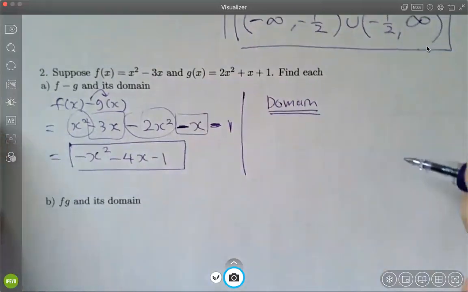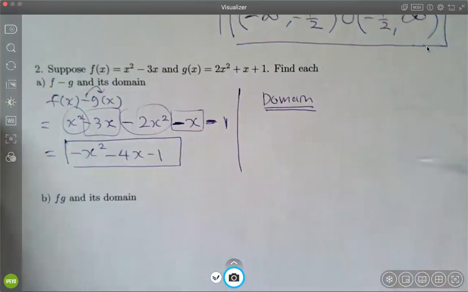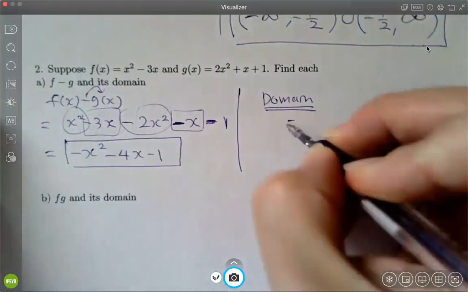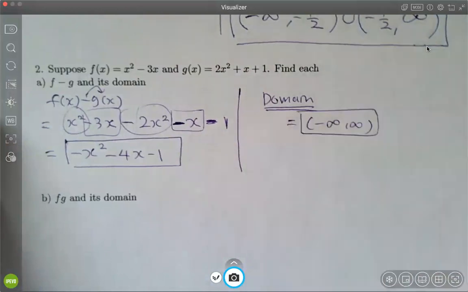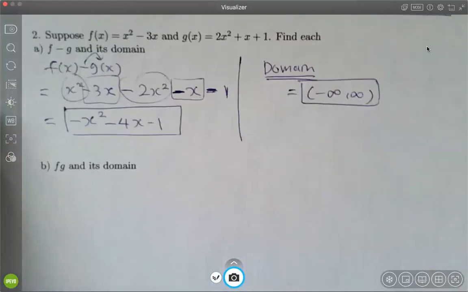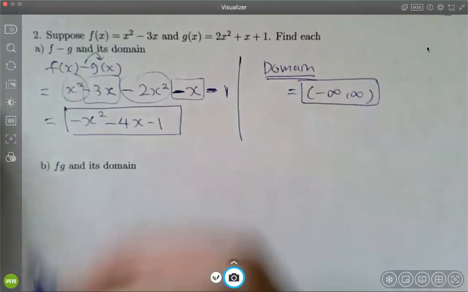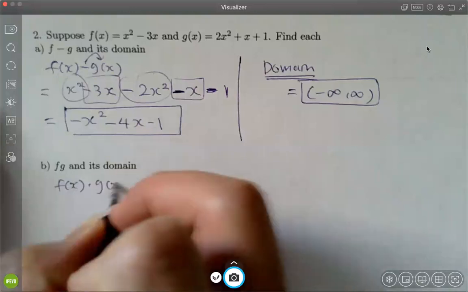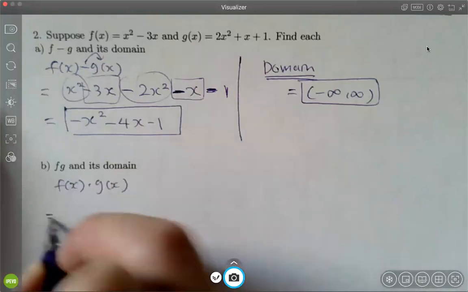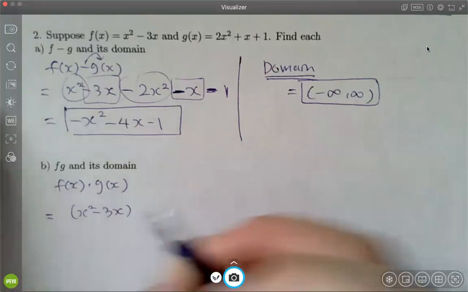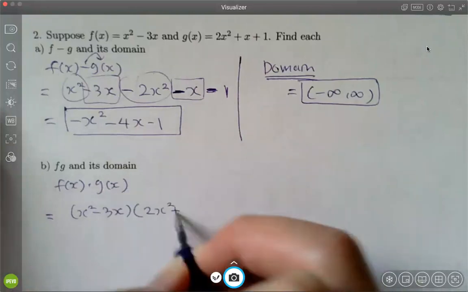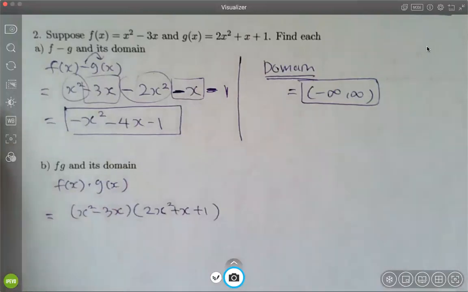Is it not everything or is it everything? It's everything, right? Yeah, due to the same reason. Okay, so now fg. So that means multiply f and g. So that is x squared minus 3x, and then times 2x squared plus x plus 1, right?